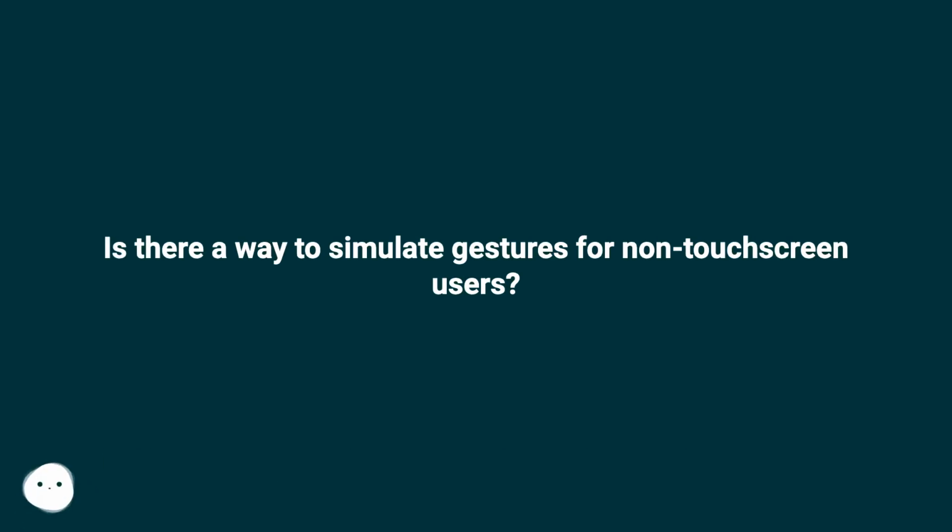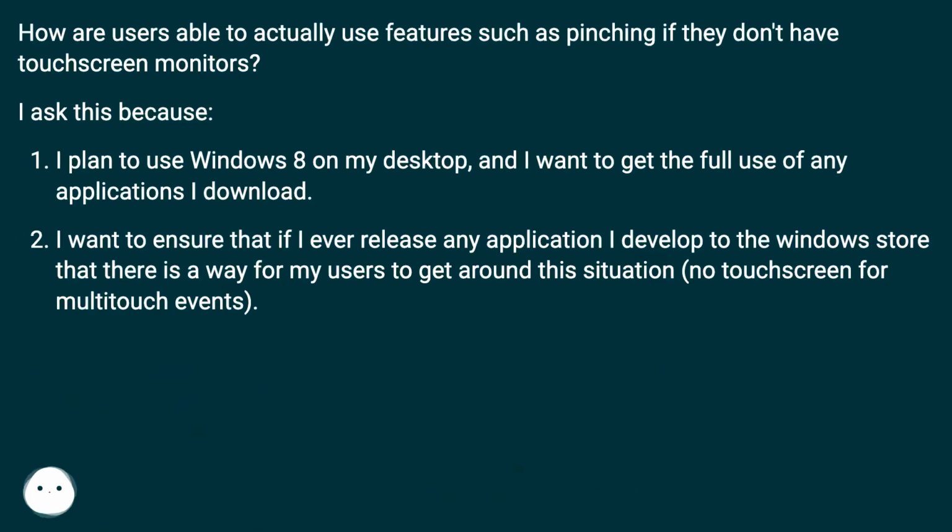Is there a way to simulate gestures for non-touchscreen users? How are users able to actually use features such as pinching if they don't have touchscreen monitors? I ask this because I plan to use Windows 8 on my desktop, and I want to get the full use of any applications I download. I want to ensure that if I ever release any application I develop to the Windows Store, there is a way for my users to get around this situation. No touchscreen for multi-touch events.